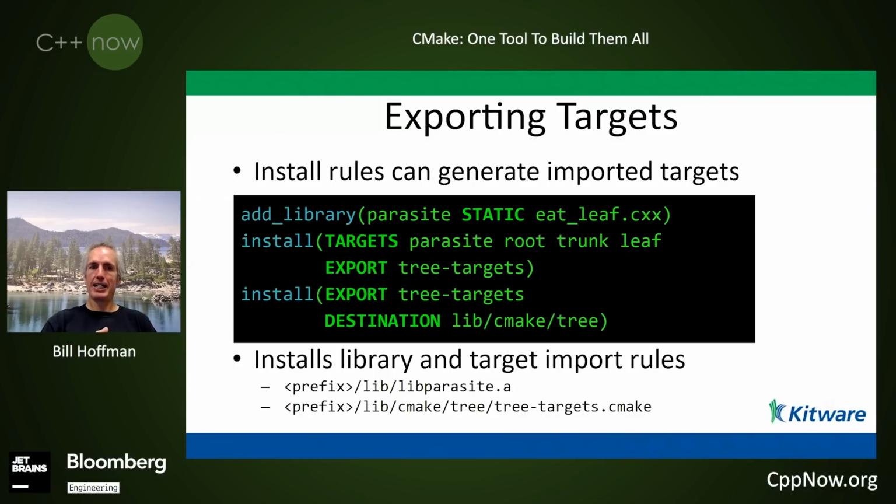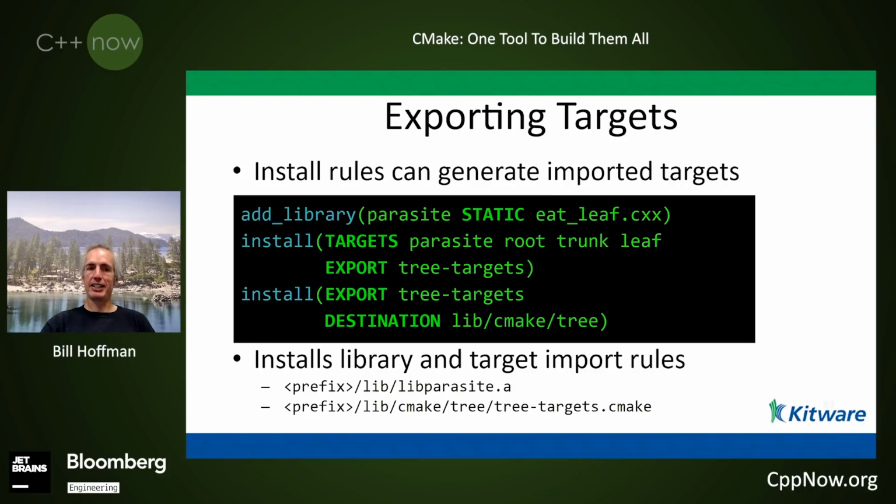Again, so back to exporting targets. I create a simple library called parasite with a single source called eatleaf.cxx. And then I install the targets parasite, root, trunk, and leaf, and I export tree-targets. I install EXPORT tree-targets, DESTINATION lib/cmake/tree, and this installs the library and target import rules.